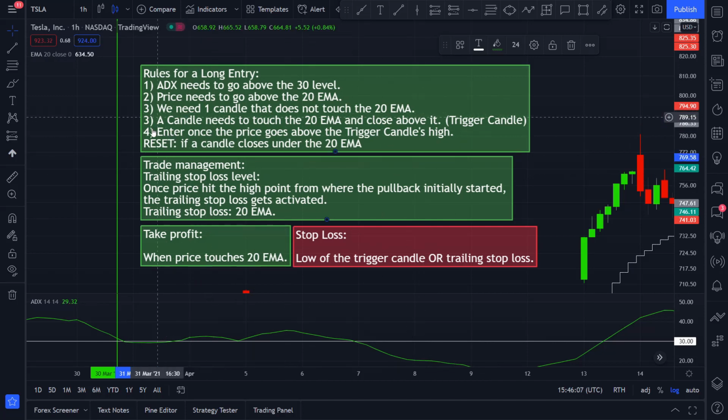There is a reset throughout all of this strategy. And with long positions, this reset is when a candle closes under the 20 EMA, we need to start looking again for the trigger candle.